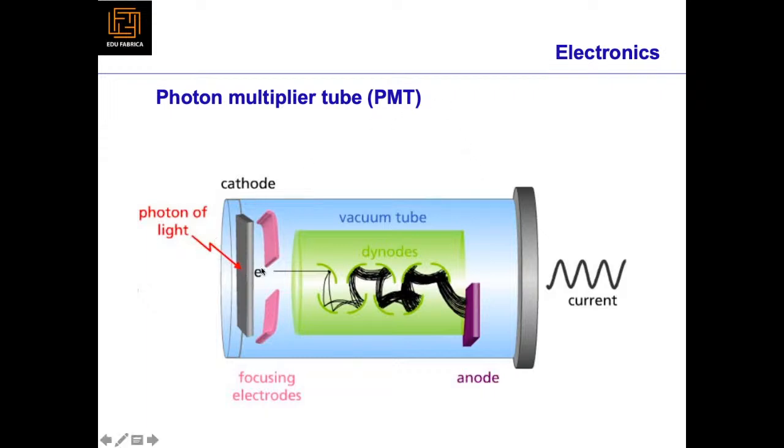The photoelectron is moving from the cathode towards the anode, from negative to positive. In between there are lots of dynodes on which it will strike, and then you will have your results.